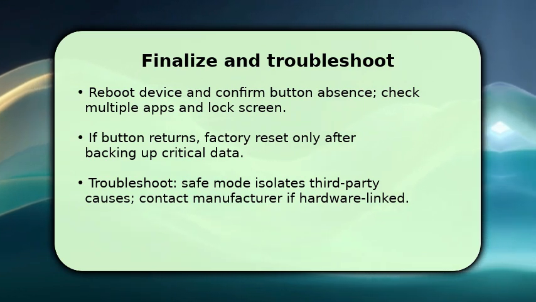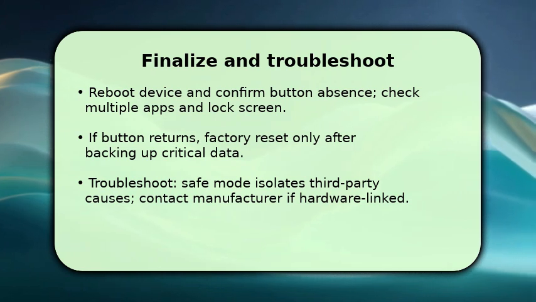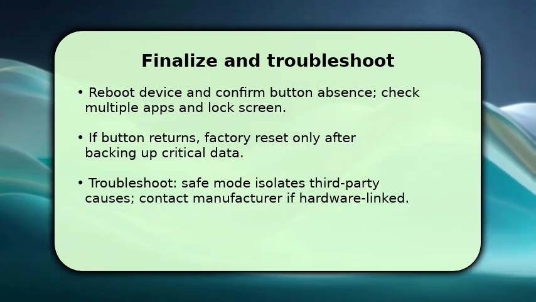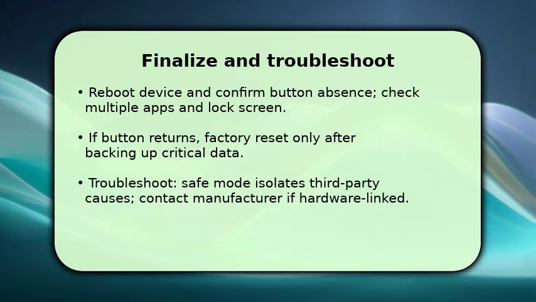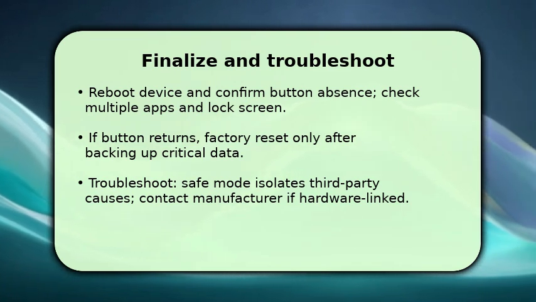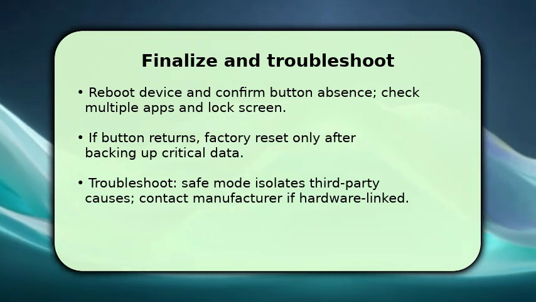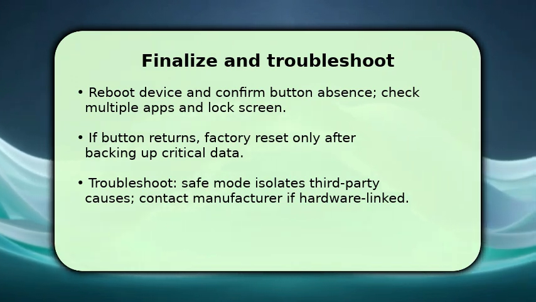If the button returns, back up critical data and consider a factory reset as a last resort, because that removes persistent system-level changes. If removal fails, reboot into safe mode to isolate third-party apps, and if it still persists, suspect a hardware-linked control. Contact the manufacturer for repair. This gives you one clear troubleshooting path if things go wrong.